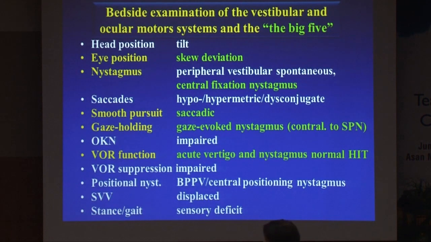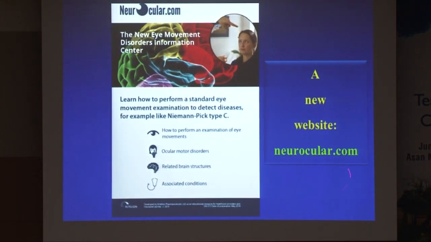Here again, if you'd like to take a picture, you are delighted to do so. This shows a complete examination, how to examine the vestibular and the oculomotor system, and in green, the big 5 to differentiate peripheral from central. And those who are more interested in the topic, there's a new website. It's called www.neurocular.com. You see about 120 videos with the correlation between clinical examination findings and precise topographic anatomical diagnosis.